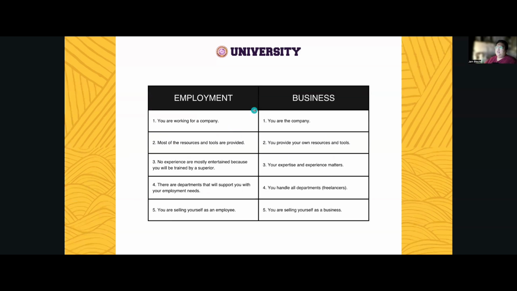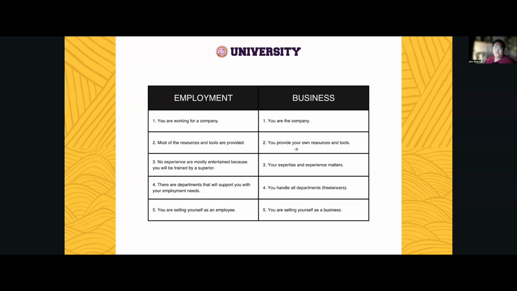What is the difference between employment and a business? First, if you are an employee, then you are working for a company. If you're a business, then you are the company. In employment, most of the resources and tools are provided. That's what you call company-issued tools. For businesses, you provide your own resources and tools.